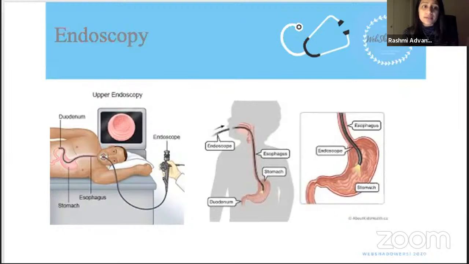And the left side also allows us to view the structures of the stomach, because the stomach, as I mentioned, the fundus is a dependent portion of the stomach, so it allows for easier access. But the main reason is to prevent aspiration.